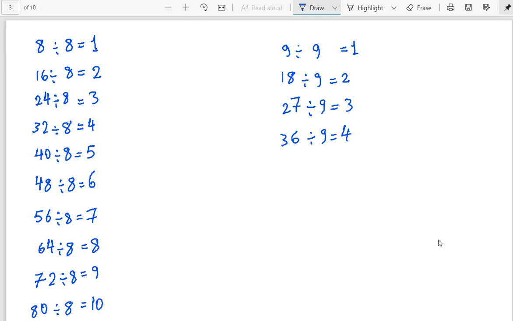Hassan al-Jaber. Yes, mister. Say your name. Go ahead, give me the next fact. 45 divided by 9 equals 5. Excellent, thank you.